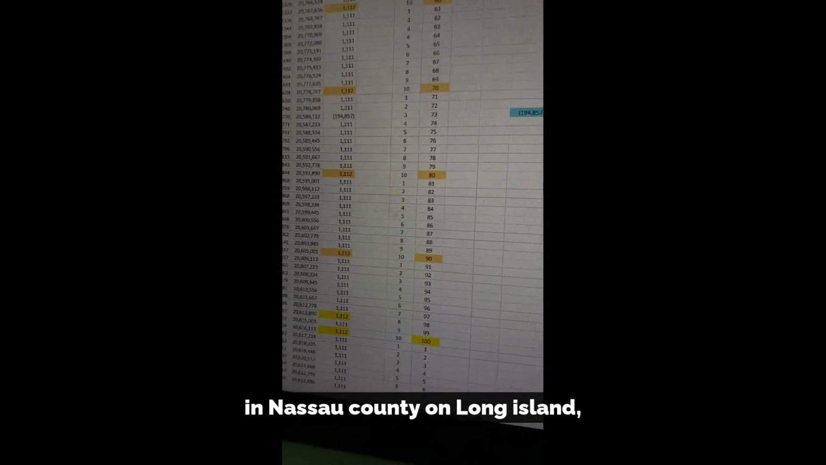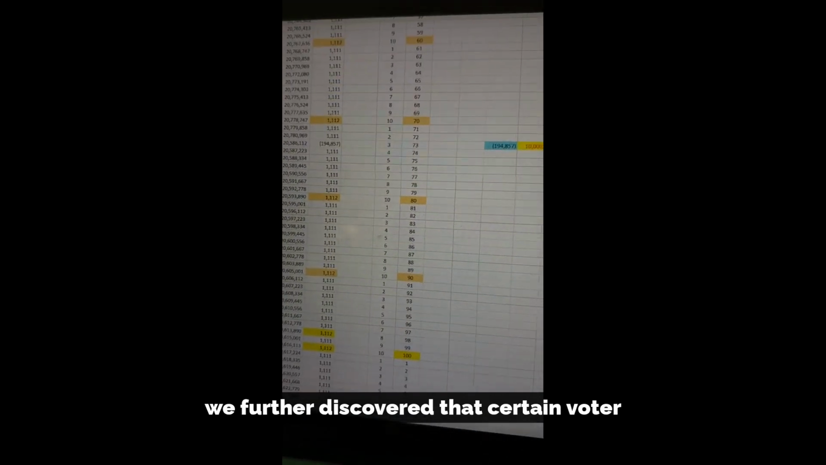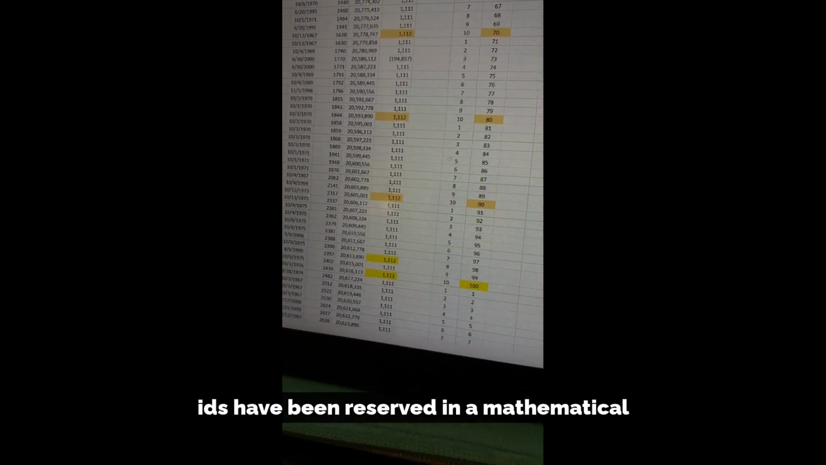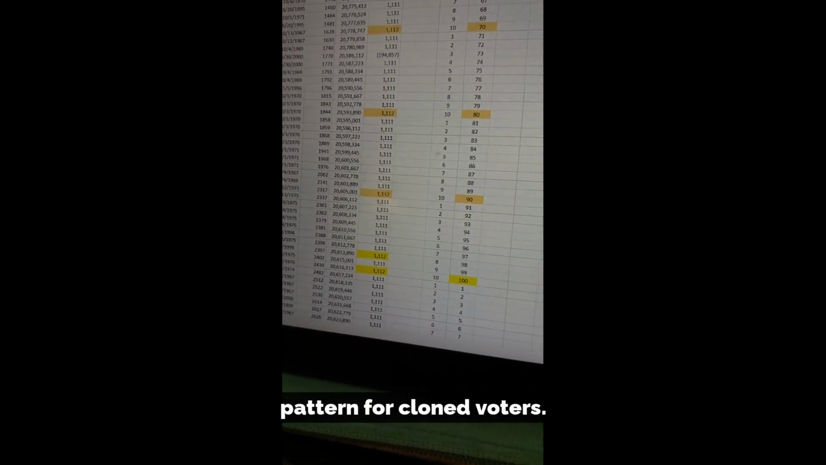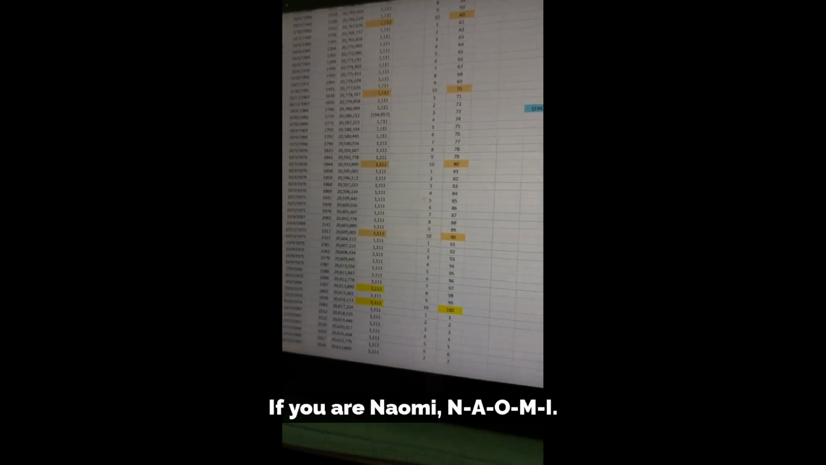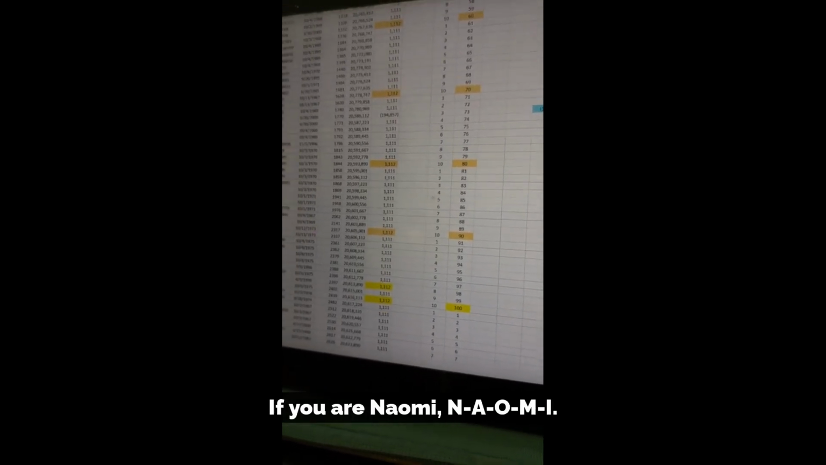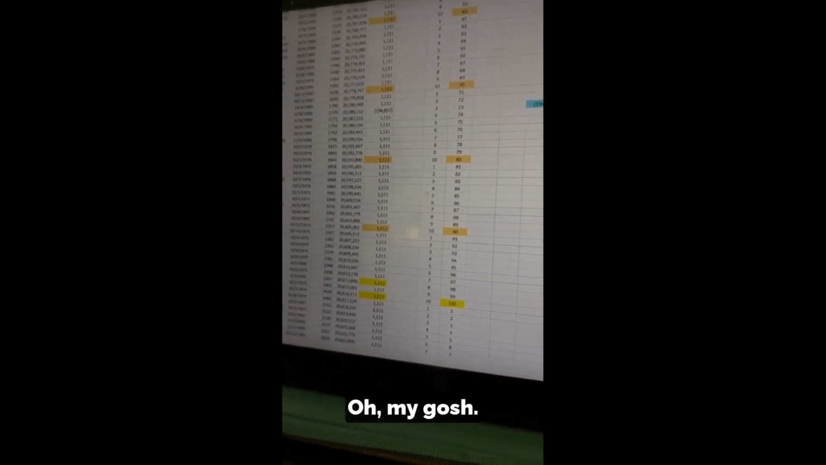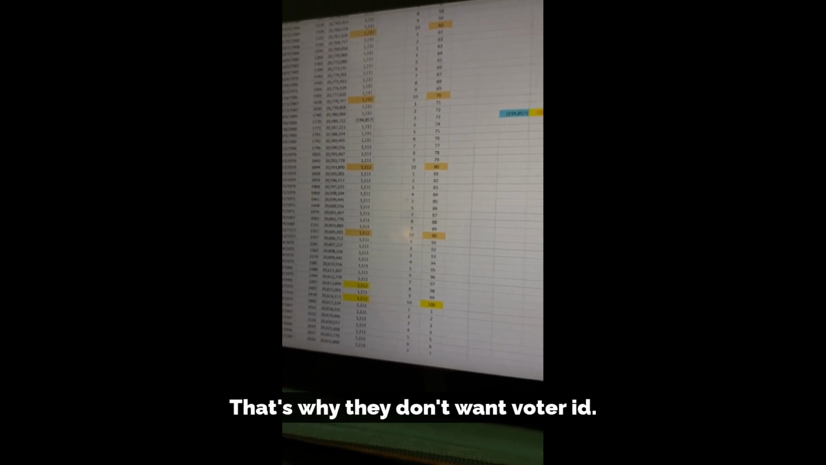In Nassau County on Long Island, we further discovered that certain voter IDs have been reserved in a mathematical pattern for cloned voters. And what do you mean by cloned voters? If you are Naomi, they change your name to Naome. Oh my gosh, that's why they don't want voter ID.